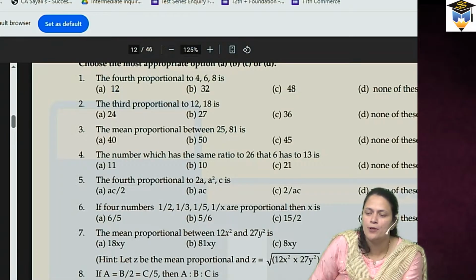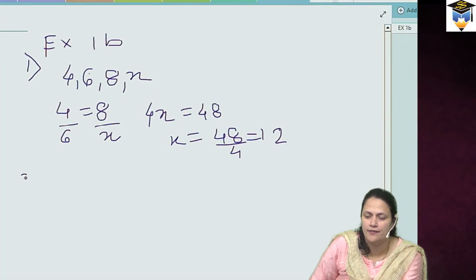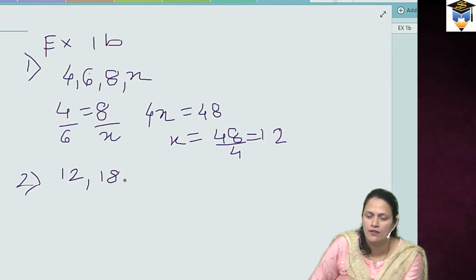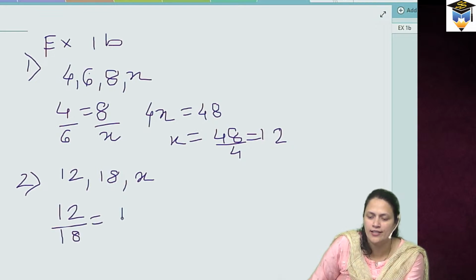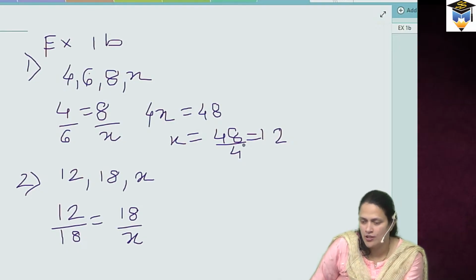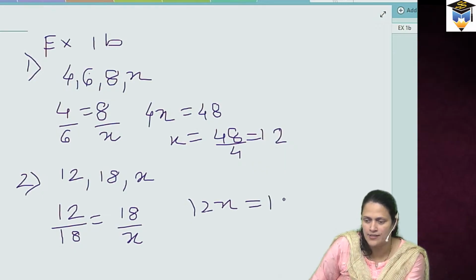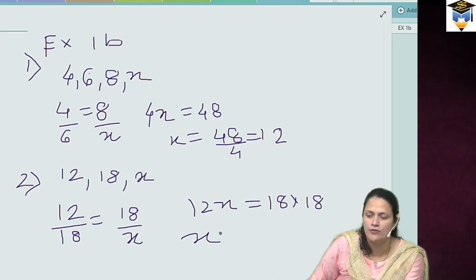Second question, the third proportional to 12, 18. Third proportional, this is going to be x. So it's a continued proportion. Whenever there are 3 quantities given in proportion, we call it a continued proportion. Use the cross product rule. 12x is equal to 18 times 18. So the value of x will be equal to 18 into 18 divided by 12. Tell me the answer.